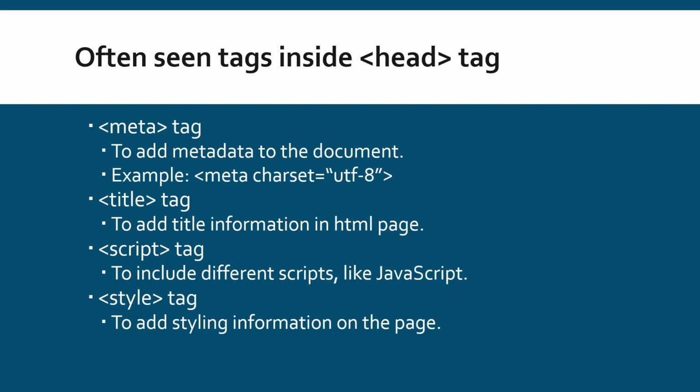Again, the title tag, we use this to give the title information to the HTML document. Script tag: we use different scripts in our HTML, like JavaScript, and we use the script tag to include those. To add styling information on the page, we use the style tag. These could all be separate topics for future videos.